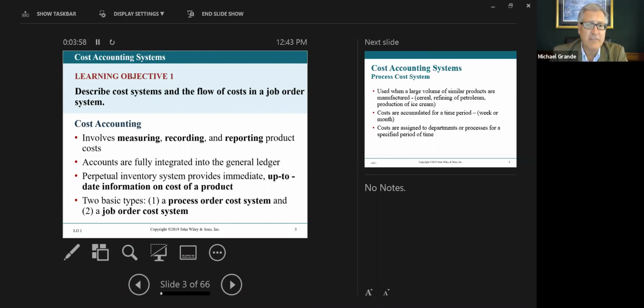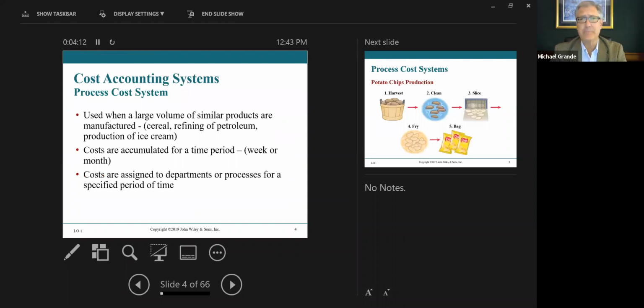There's two basic types of cost systems. One is a process cost system, and the other is a job order costing system. This chapter is about the job order costing system. But very quickly, a process cost system is pretty much simple because it's used when a large volume of similar products are manufactured. Cereal, ice cream, think about toothpaste, manufacturing a lot of the very same thing. Costs are accumulated for a time period, a week or a month, and costs are assigned to departments or processes for a specific time period.